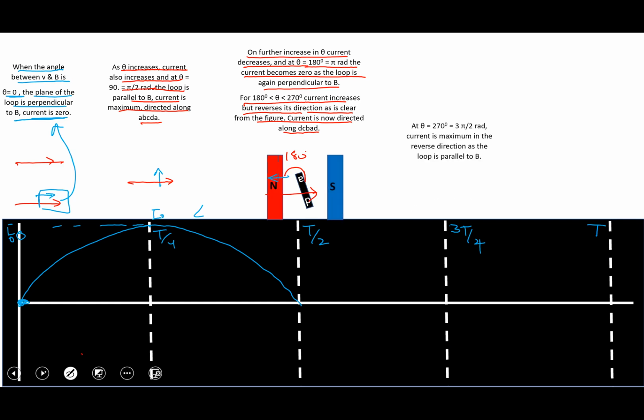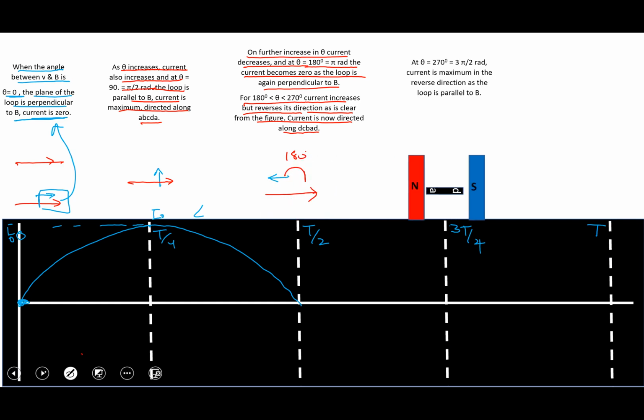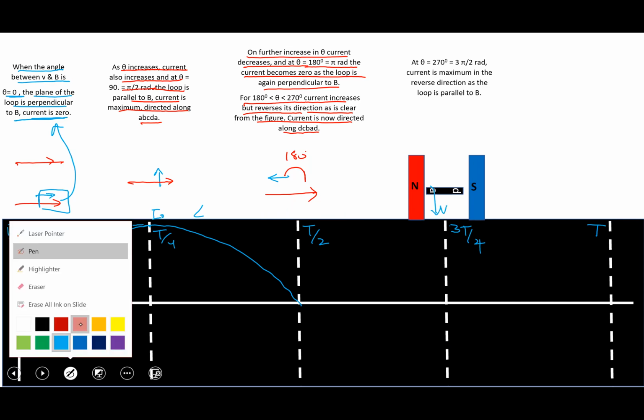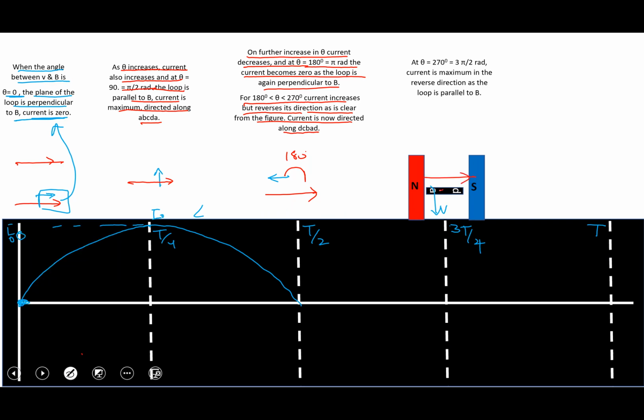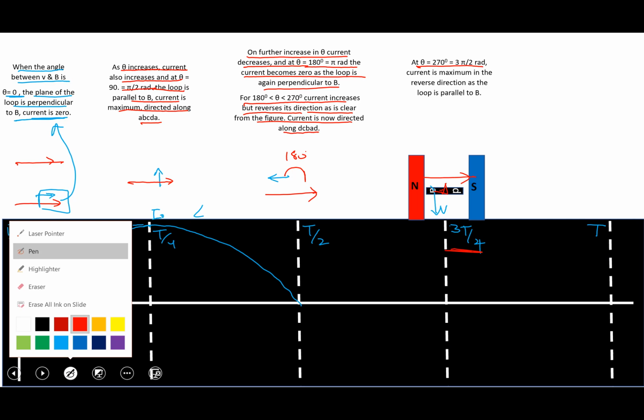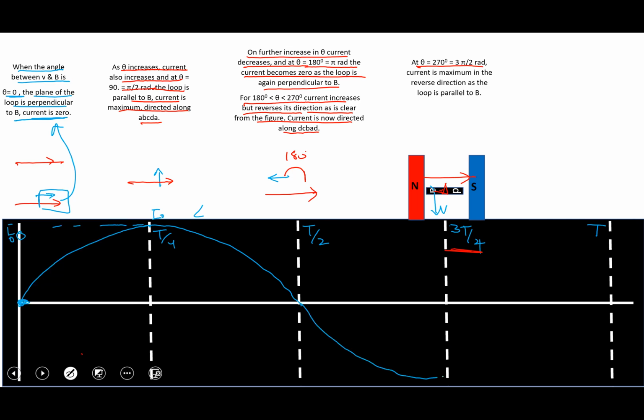As we continue, we'll see that as it moves along, in the case of 270 degrees, the velocity over here is in the downward direction, and the magnetic field is again in the same direction, which is north to south. Now this angle is 270 degrees, which is 3 pi by 2 radian. At this point, the current is maximum in the reverse direction as the loop is parallel to B, which is along the magnetic field lines. So let's draw the curved line over here. It goes down like this.